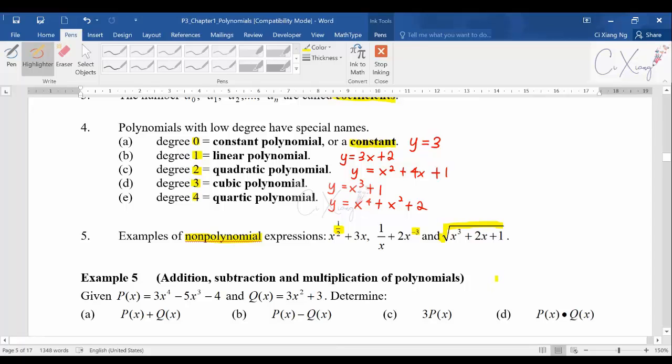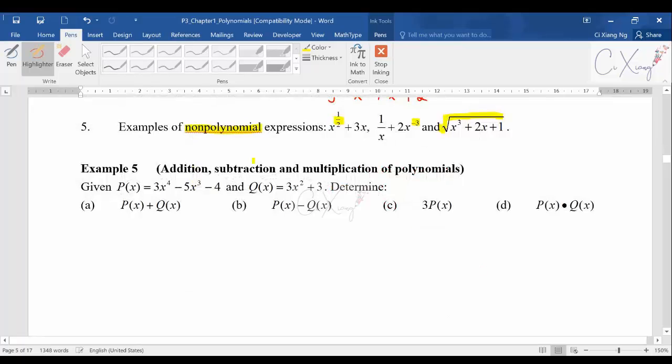Right, so for all polynomials, when you want to deal with addition, subtraction, and also multiplication, they are all very easy.